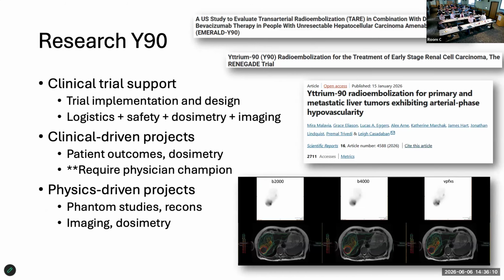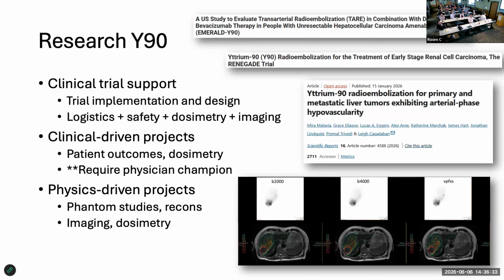And lastly, I do research, mostly clinical research and clinical trial support. I'm pleased to say that we just treated our first patient for Y90 of the kidney yesterday, and it went very well. We provide support in the logistics, the safety, the dosimetry, and the imaging for a lot of our trials because we're kind of the local and national experts on the matter.